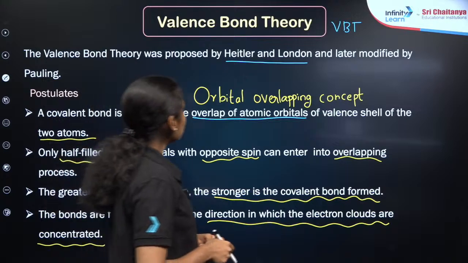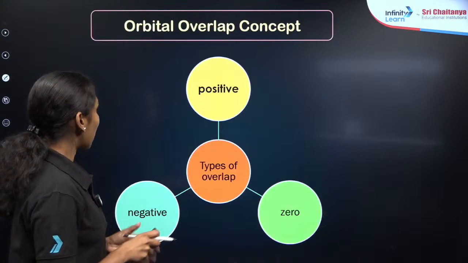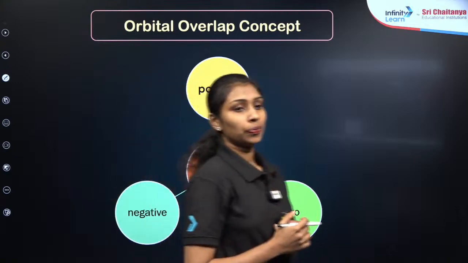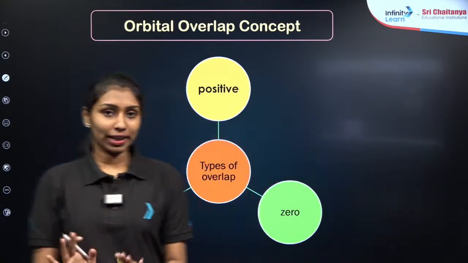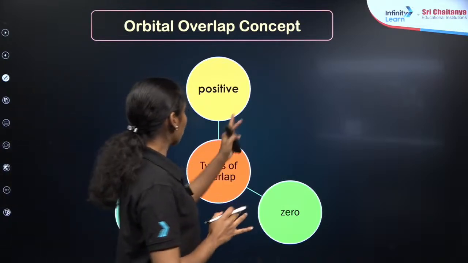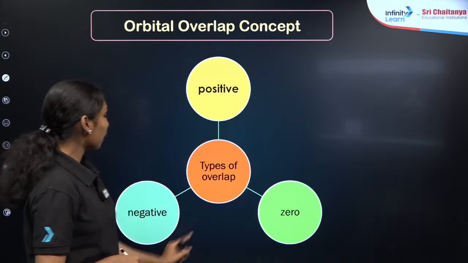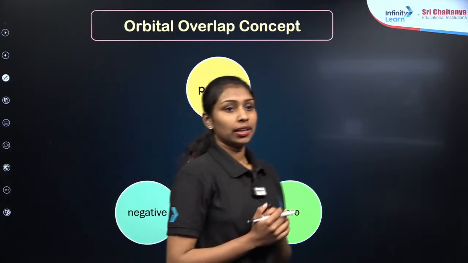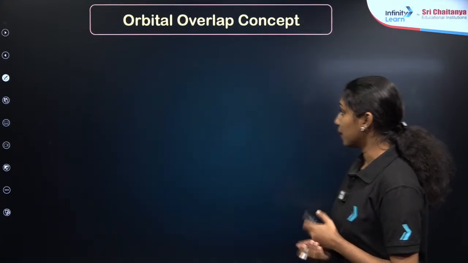Now let us go to what we mean by the orbital overlap concept. In the case of overlapping, there will be different types. Depending upon the types of overlapping, there will be 3 types: one is positive overlapping, the second is negative overlapping, and the third is zero overlapping. Let us see what positive overlapping is.